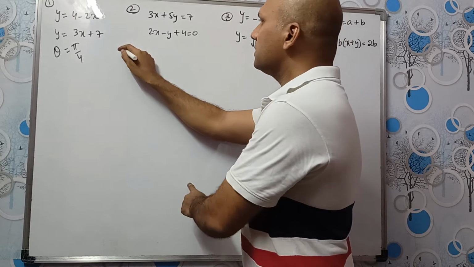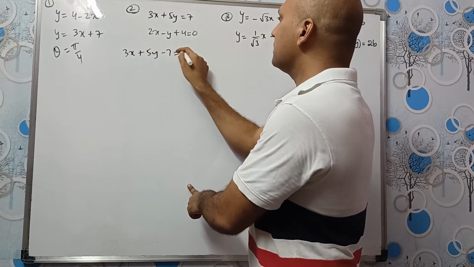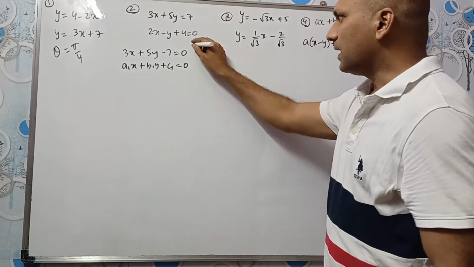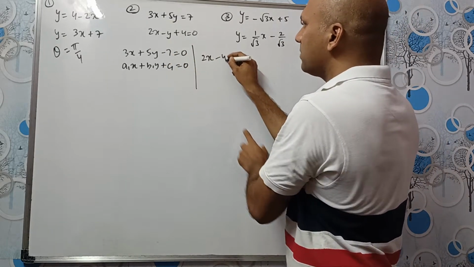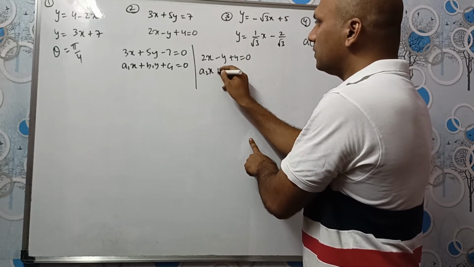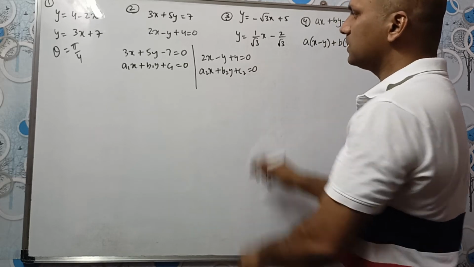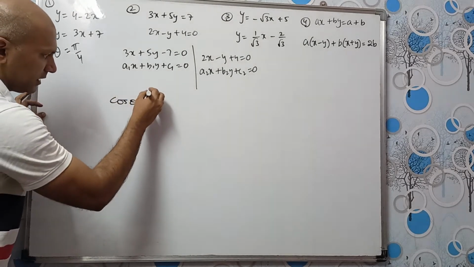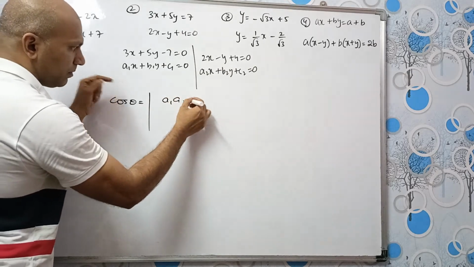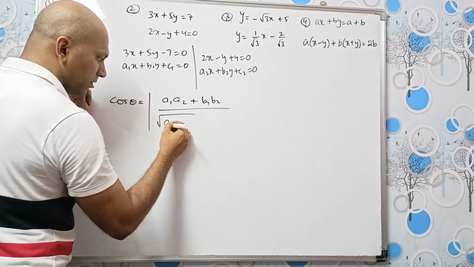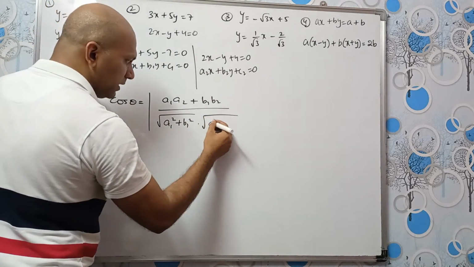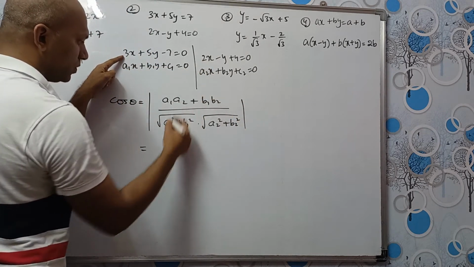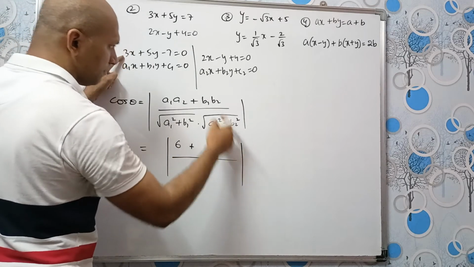See here, this is 3x plus 5y minus 7 is equal to 0, so this is a1x plus b1y plus c1 is equal to 0, and the second equation is 2x minus y plus 4 equal to 0, so this is a2x plus b2y plus c2 is equal to 0. Let us substitute these values in the cos theta formula. Cos theta is equal to a1 a2 plus b1 b2 divided by root of a1 square plus b1 square multiplied by root of a2 square plus b2 square.